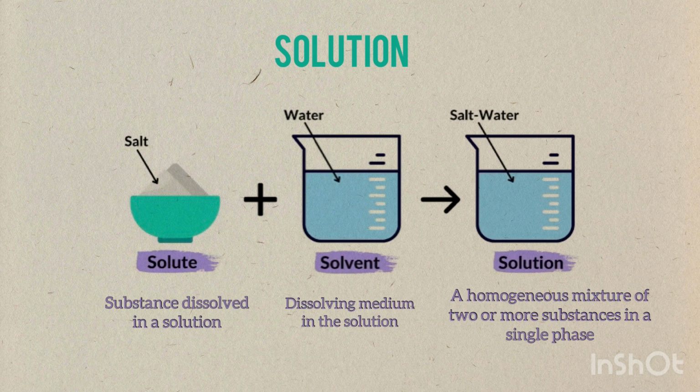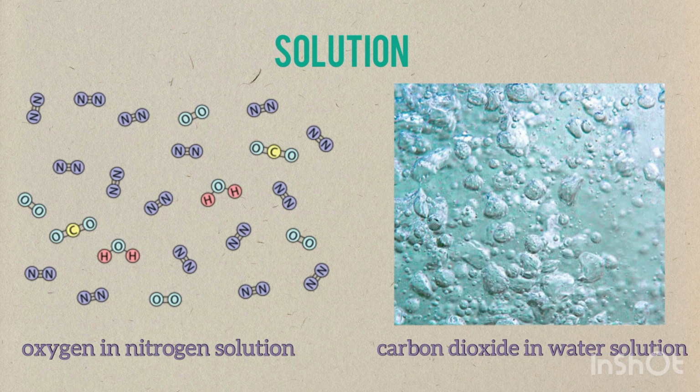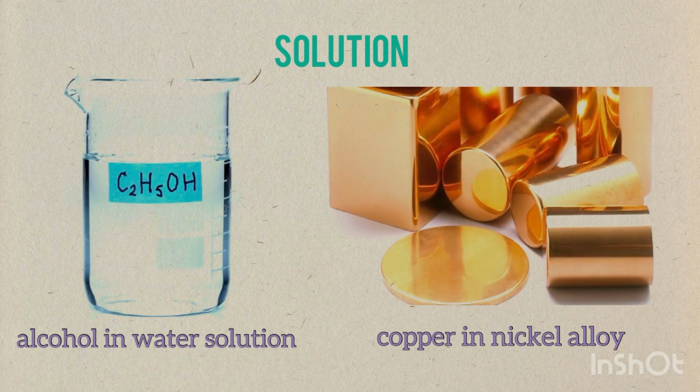An example of solutions is salt water. In a salt water solution, the salt is the solute and the water is the solvent, resulting in the salt water solution. Although the solid and liquid solution is the most common, there are many other combinations to form solutions. For example, the solutions can be gas and gas, or gas and liquid as shown in the pictures. Another combination that can form solutions is liquid and liquid or solid and solid.